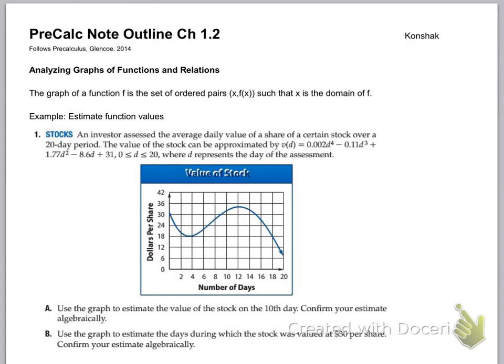Okay? So what we have here to kind of introduce ourselves to all of this is the fact that an investor assessed the average daily value of the share of a certain stock over a 20-day period. The value of the stock can be approximated by that crazy equation on the domain between 0 and 20, where D represents the date of the assessment.